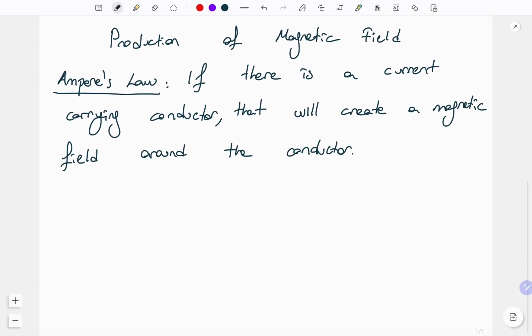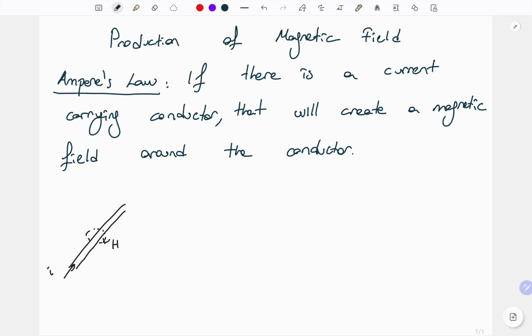The production of a magnetic field can be simply explained by Ampere's law, which says that if there is a current carrying conductor, it will create a magnetic field around the conductor. So how can we explain this? We have a simple conductor. If we start to flow a current, there will be a magnetic field around this conductor. We can show this magnetic field effect with H, and we will define this H as the magnetic field intensity.